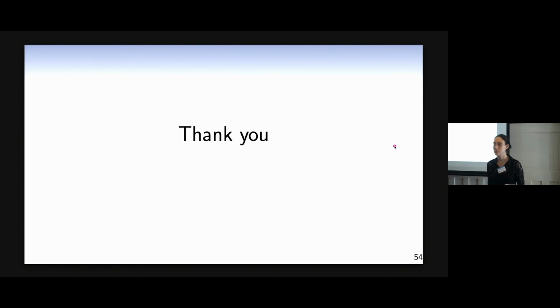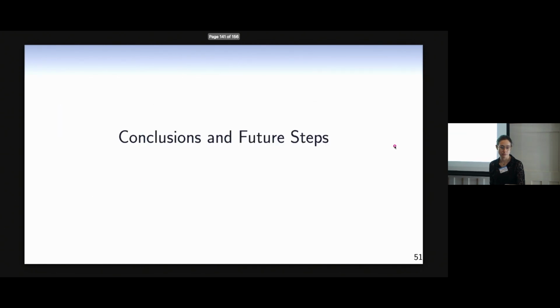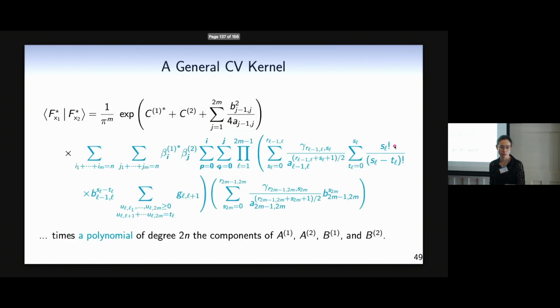Okay, we have some time for questions. So if you found a nice analytic expression for computing those inner products, how do you get a quantum advantage?